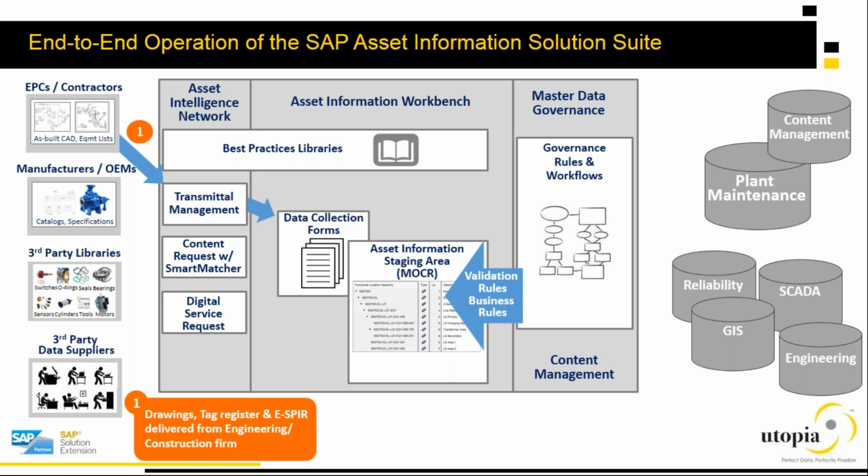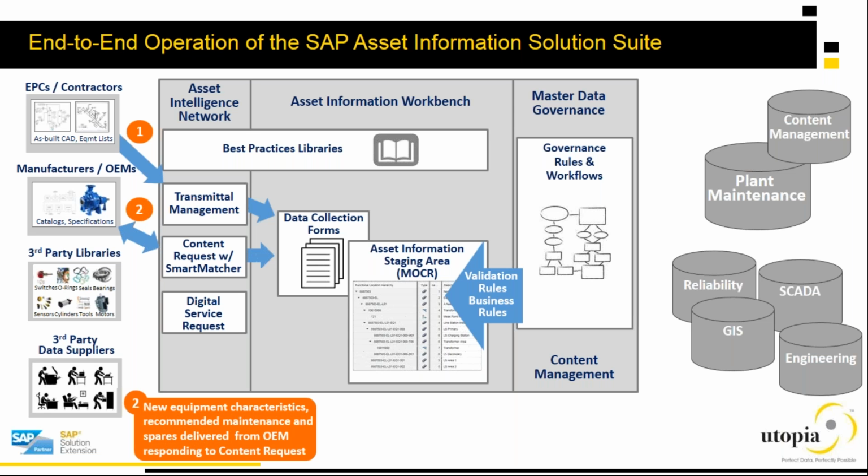The first step that you're going to take during this capital project handover process is you'll receive drawings, a tag register, eSphere information delivered from that EPC. That information can flow through the AIN network in the form of data collection forms, and that initial information is going to be used to build out the asset information in your staging area, potentially based on the best practices that you've created in advance of this process.